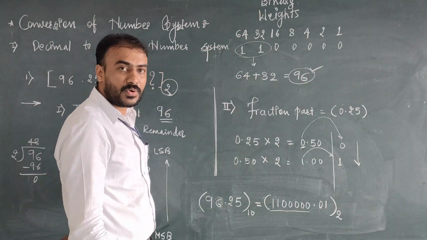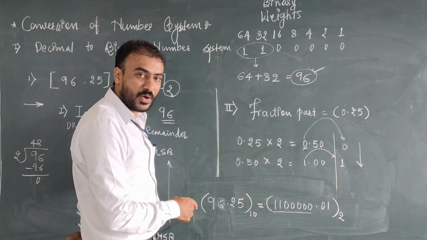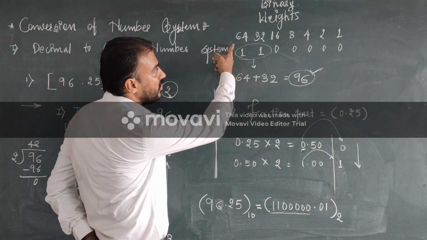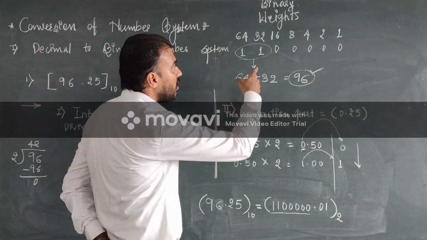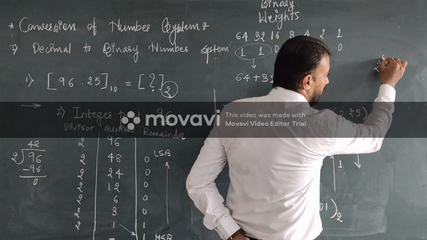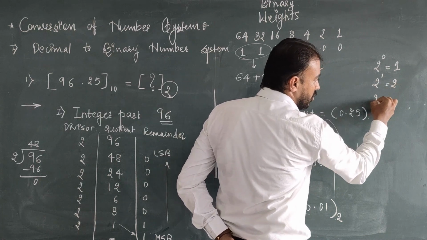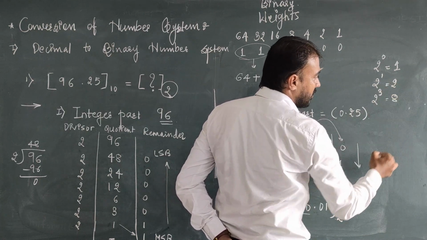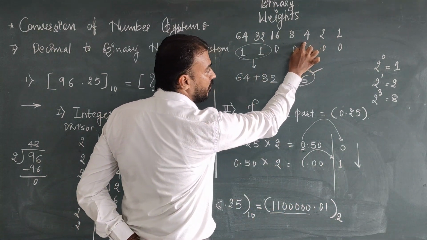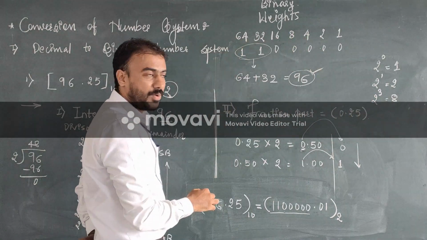Let me tell you a trick to verify our answer. To verify whether the binary equivalent of the decimal is correct or not, we are going to use binary weights. How to write these weights, I'll let you know. 2 to the power 0 is 1, 2 to the power 1 is 2, 2 to the power 3 is 8, and similarly we progress and write the weights as 1, 2, 4, 8, 16, 32 and 64.